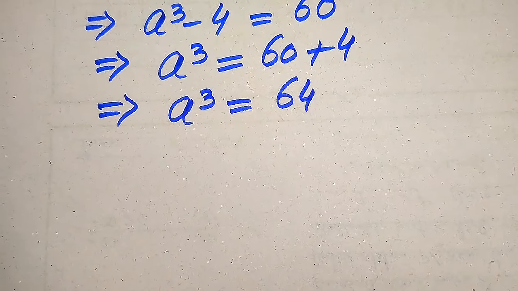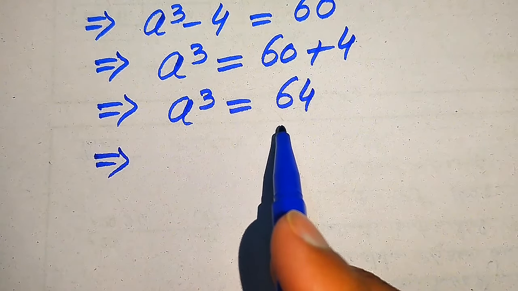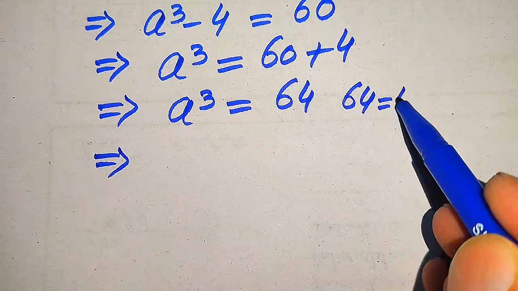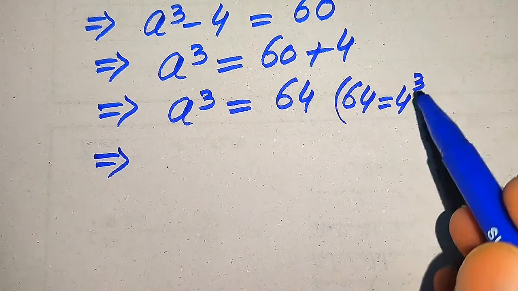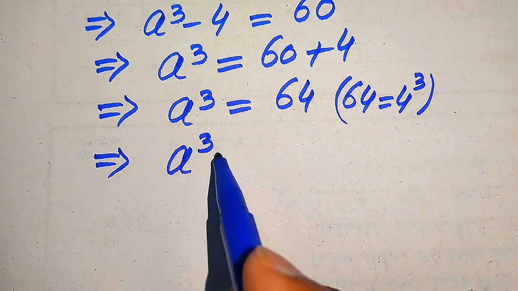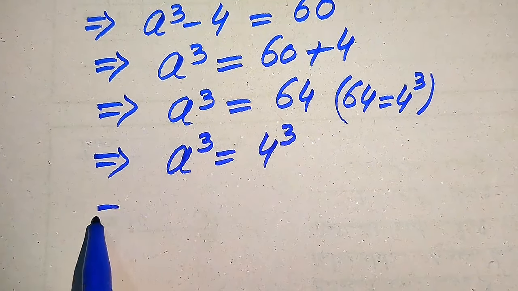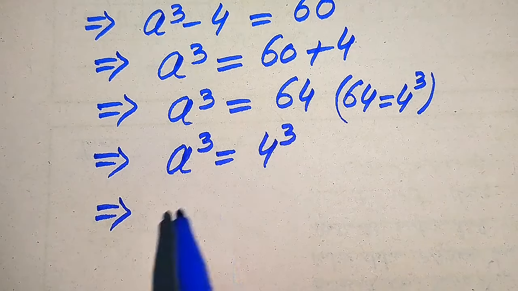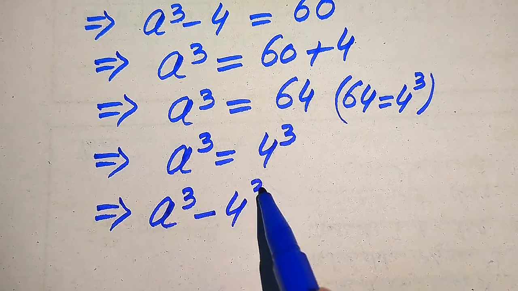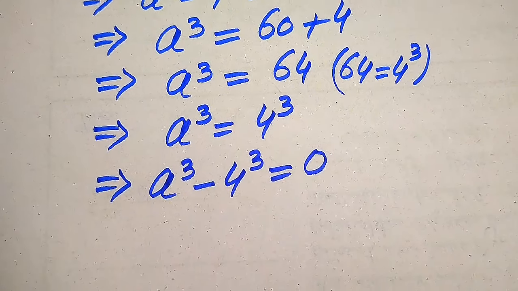And further in the next step we very well know that 64 is the cube of 4, or in other words we write 64 is equal to 4 cubed. So we replace the 64 with 4 cubed, and it will be written as a cubed is equal to 4 cubed. And now further in the next step we move this 4 cubed to the left hand side, and it becomes a cubed minus 4 cubed is equal to 0.